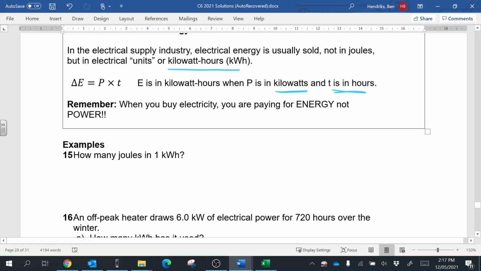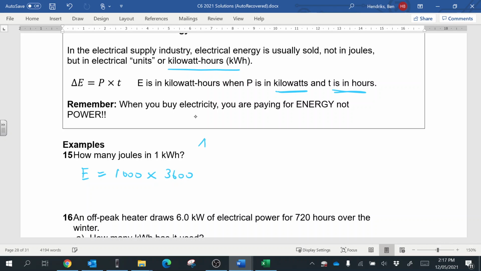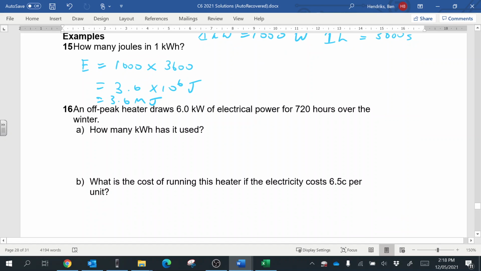The first example is how many joules in 1 kilowatt hour. We did this in the other example. So 1 kilowatt hour is equal to 1,000 watts times 3,600 seconds, because 1 kilowatt is equal to 1,000 watts, and 1 hour is equal to 3,600 seconds. That's how we get our energy. We can work that out to be 3.6 times 10 to the 6 joules, or 3.6 megajoules. So that's the number we use for converting, 3.6.